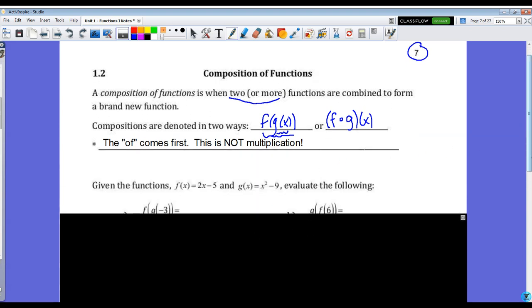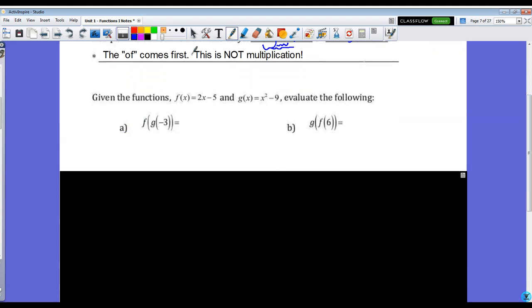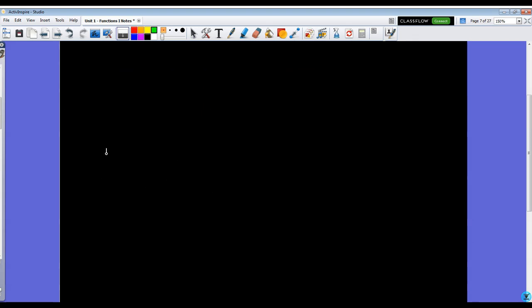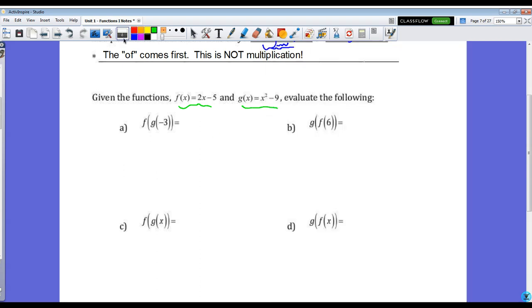So let's look at an example or two. Given the functions f of x and g of x, and remember you can pause if I went too quickly there. There's f of x, there's g of x. I want you to evaluate the following. We'll just do these two on the left for now. So f of g of negative 3.